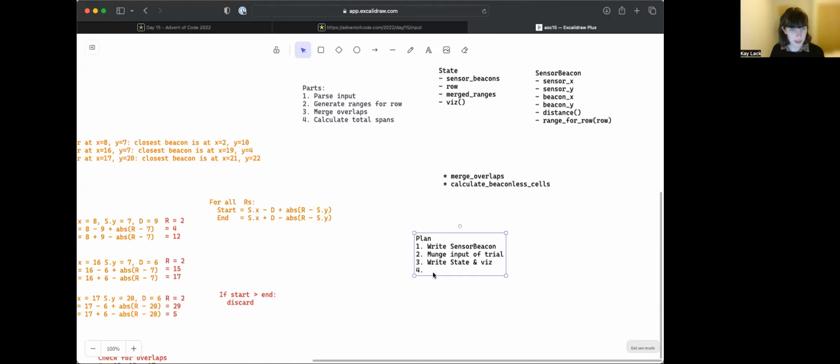Yeah, so write state and viz, then write calc beaconless cells and merge overlaps.